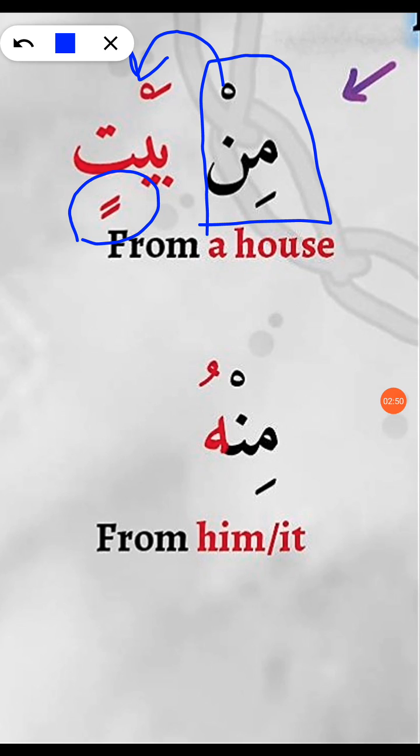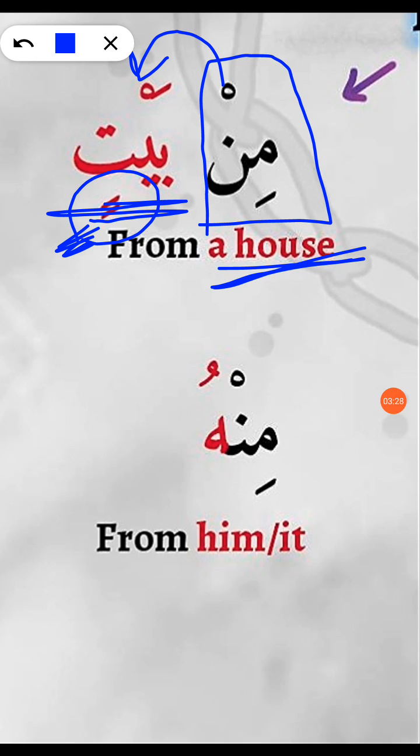So min baitin. Now for example, if this was from 2 houses, then what would it be? It would have been min baitaini. Remember, this has to be jar, so the jar form of the dual is baitaini, remember, ayni ayni. So this is going to be baitaini and not min baitani. Min baitani would be wrong, because the word baitani is rafa and we need a jar form with a harf jar, so it's going to be min baitaini. I hope you're clear on that front.